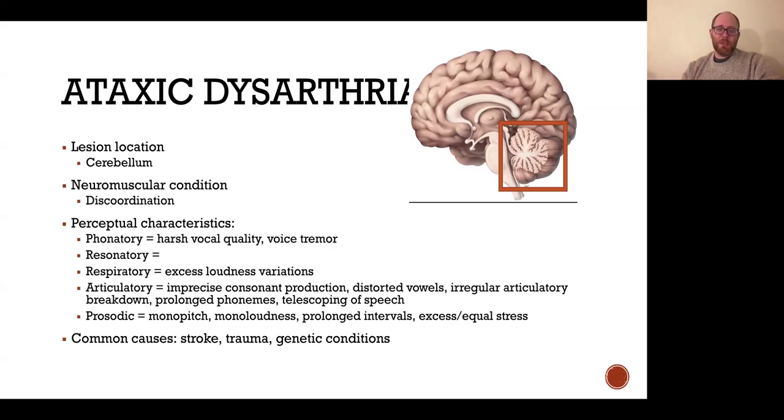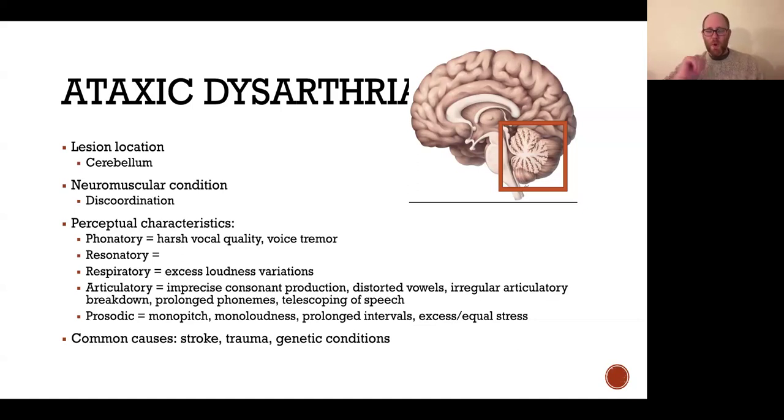In the articulatory system, they might have imprecise consonants, distorted vowels, irregular articulatory breakdowns, prolonged phonemes, and then a really, really important feature of ataxic dysarthria is something called telescoping of speech. I cannot give you an example on my own as far as what it sounds like, but you can think of telescoping as kind of bridging over or smushing an entire word into one really quick blip. I really encourage you to look that up online and to listen to some audio clips so you can really hear what it sounds like.